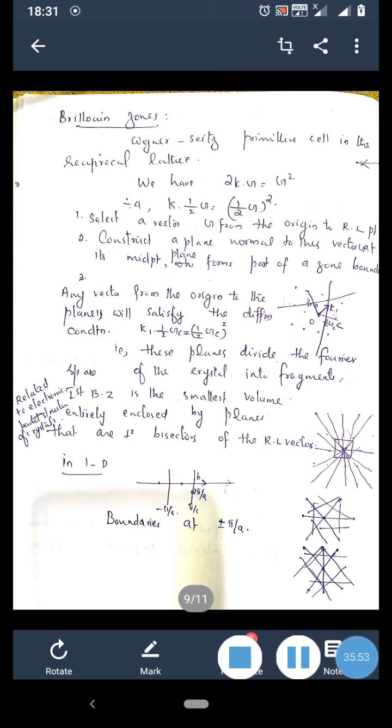This first Brillouin zone includes only one reciprocal lattice point. Then we have this boundary. The volume enclosed by this will be the first Brillouin zone. Similarly, the second zone boundary can also be found by drawing in a similar manner.